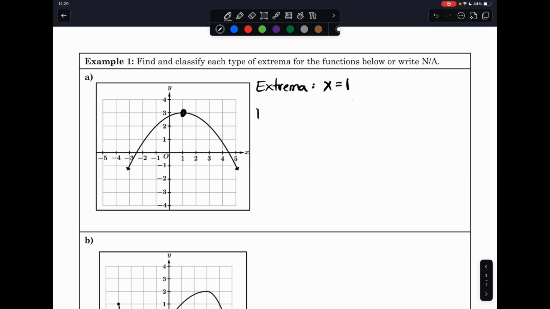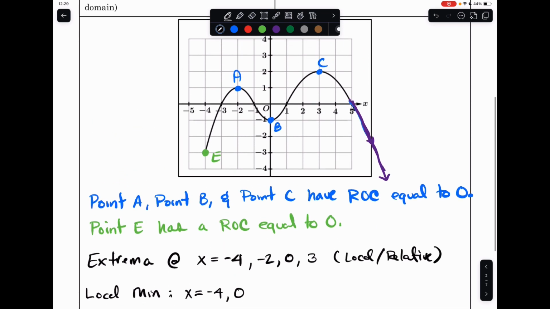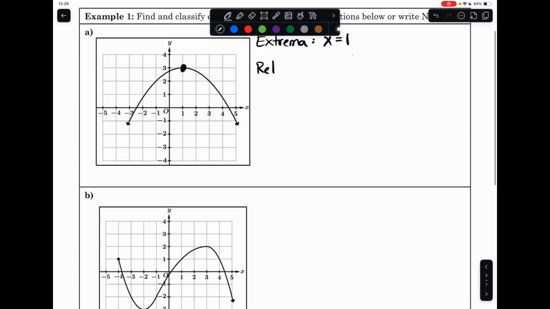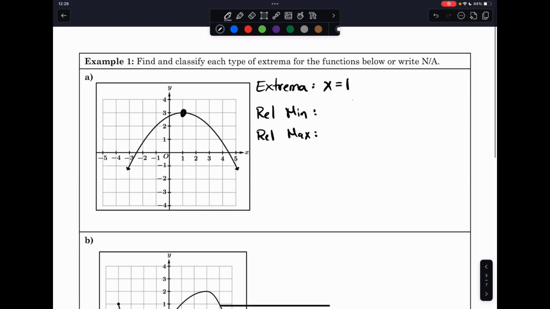Now, I'm going to use the word, what did I use last time? Local, right? Yeah, local. I'm going to use the word relative this time. So relative min and relative max. So our extrema can be classified as either a relative min or a relative max.